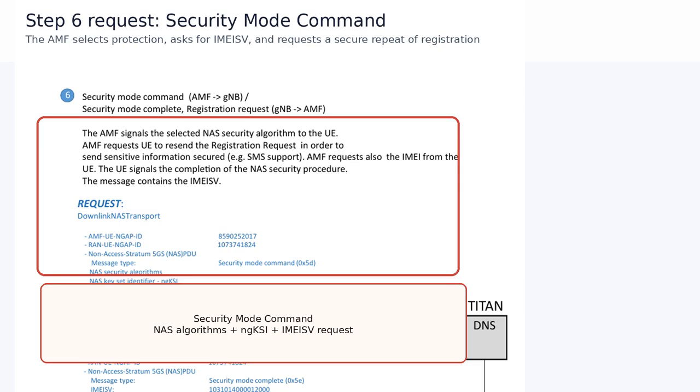The first registration request may be enough to start the process, but some fields should only be carried after security has been enabled. So the security mode command is not a random extra message. It is the point where the network says, "We have authenticated you. Now lock the channel down and repeat the important parts under protection." That is why this message sits between authentication and full registration. It turns a successful login-like exchange into a secure ongoing control plane session.